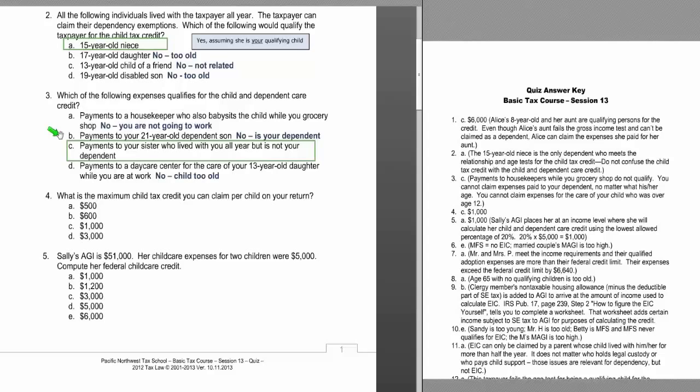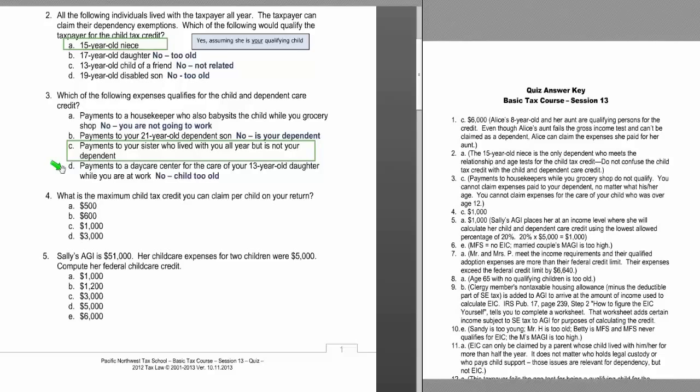3B, payments to your 21-year-old dependent son. That is out because you cannot claim a child and dependent care expense for someone that you claim as a dependent. C, payments to your sister who lived with you all year but is not your dependent. You can claim the credit for expenses paid to a person who lives with you, provided that person is not your dependent and is not your child under the age of 19. And so in this case, C does allow the sister to be a qualifying expense.